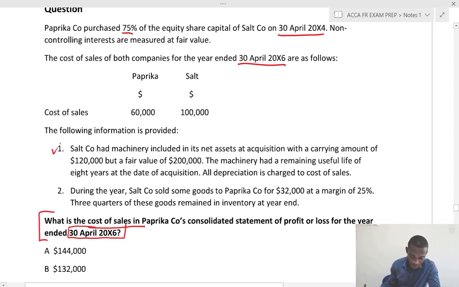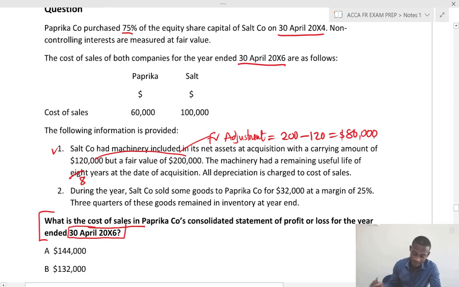Softco had machinery included in its net assets at acquisition with a carrying amount of 120, but a fair value of 200. Now, the machinery had a remaining life of 8 years at the date of acquisition. All depreciation is charged to cost of sales. Now, it means that the fair value adjustment here, you have to take note, should be 200 minus 120, and that is 80,000. Because the carrying amount is less than the fair value, and that is a fair value uplift.